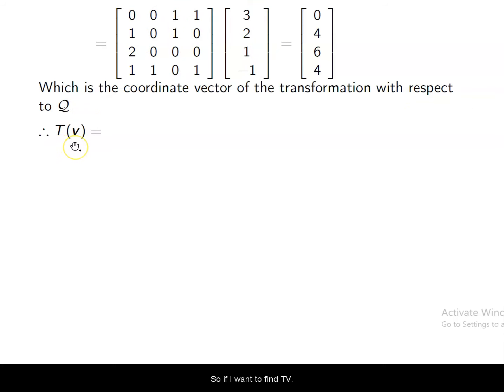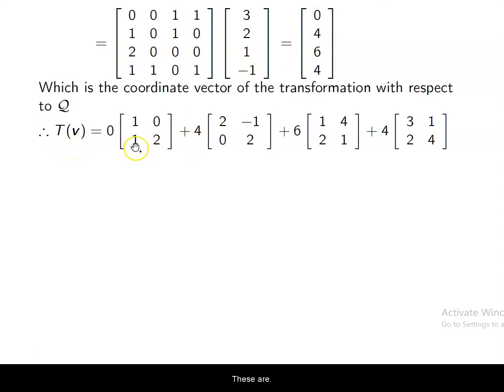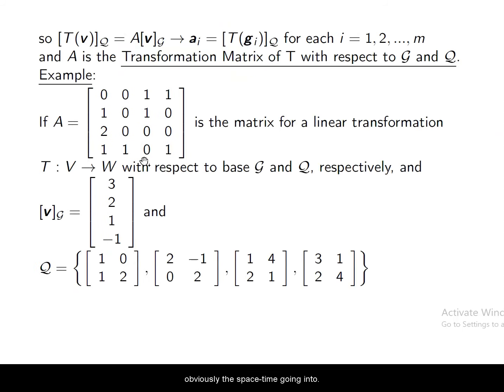So if I want to find T of V, these are the scalars that I have against the basis here, right? Because obviously the space that I'm going into, W, is 2 by 2 matrices. Okay, I don't know what V is. These could be matrices, these could be polynomials. I don't know. All I know is the coordinate vector representation of something in V. I have no idea what this basis is actually consisting of, if it's functions or what. But since I know what Q is, I do know Q consists of 2 by 2 matrices.